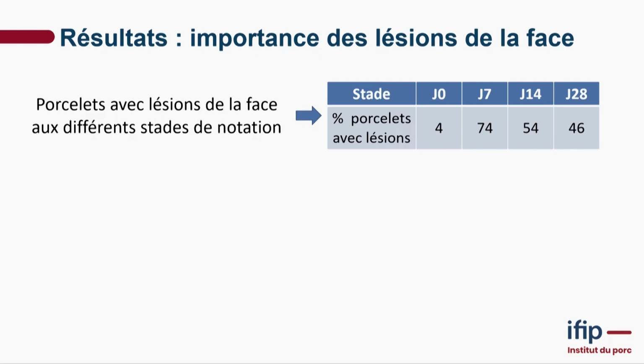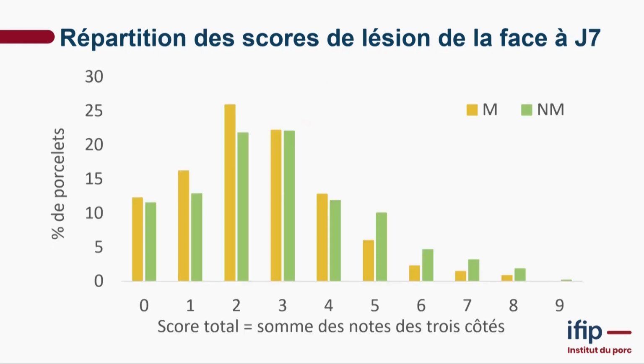The importance of lesions in the face at different stages, you see in the table. Day 7 is where we have the piglets with the most lesions, and this is a variable that we want to focus on to find an explanation for this phenomenon. So D7, lesions of the face: in yellow, those who had their teeth trimmed, and in green, untrimmed teeth. The overall score is made up of the addition of the notes on both sides. You see a discrepancy. Some piglets with teeth that haven't been trimmed have more lesions than the other ones.